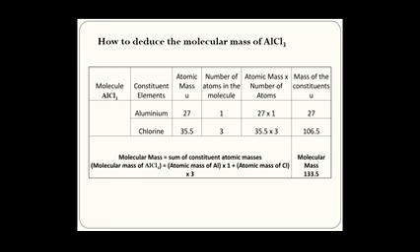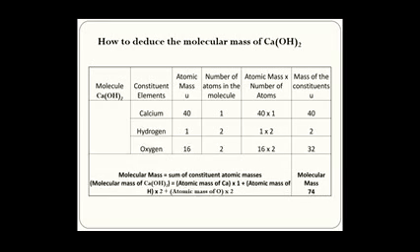Again, I am repeating AlCl3. Now atomic mass into number of atoms, 35.5 into 3, that is equal to 106.5. We are adding now, we will get 133.5 for the molecule. How to deduce the molecular mass of calcium hydroxide?